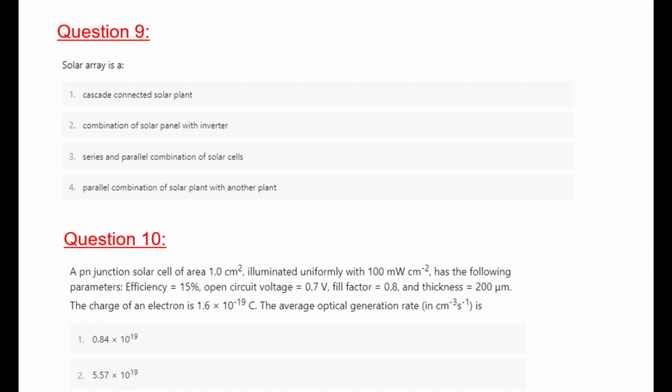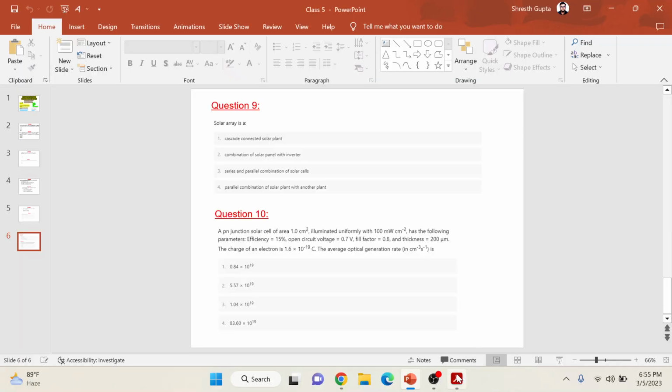The cascade connects a set of plants. So you are saying that more than one solar plant... Think of it as, sir, a solar array is a connection of multiple solar modules. Yes, exactly. What is an array? An array is just a collection of things, and in terms of a solar array, let me show you.